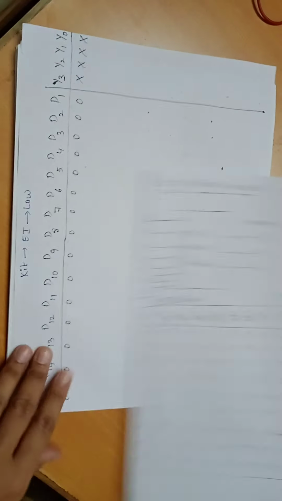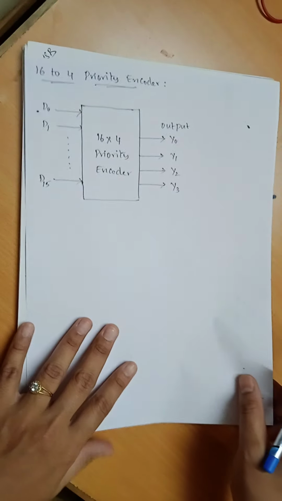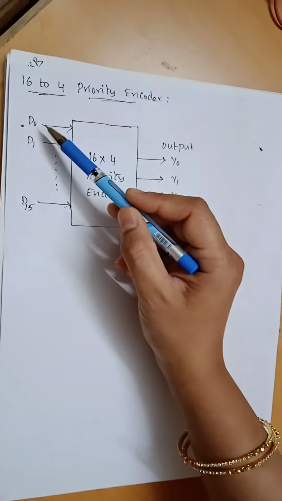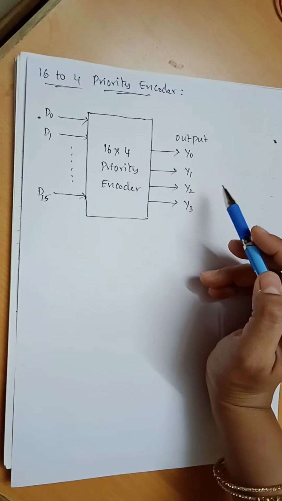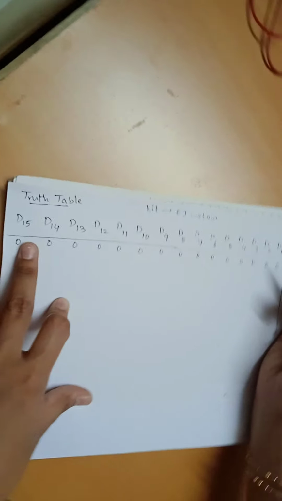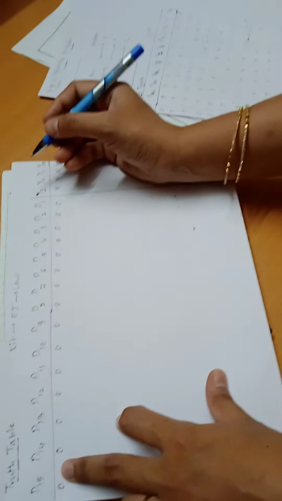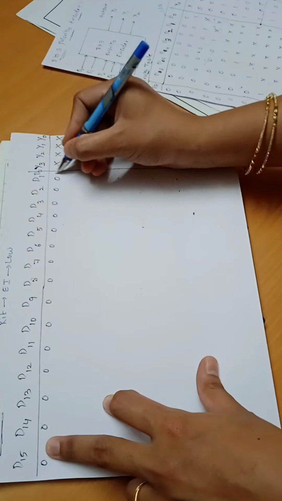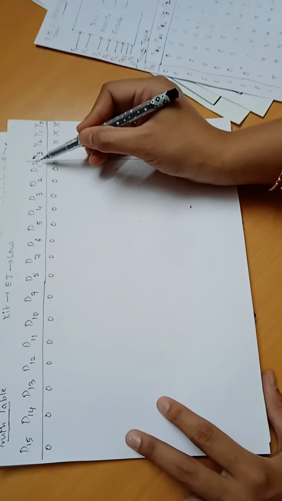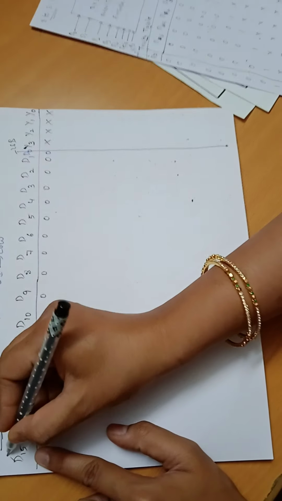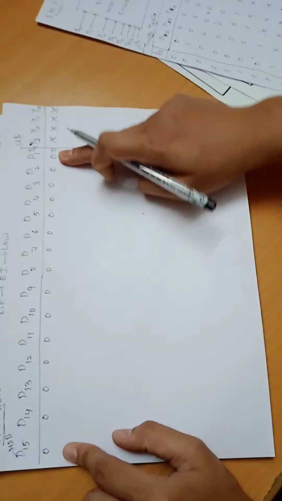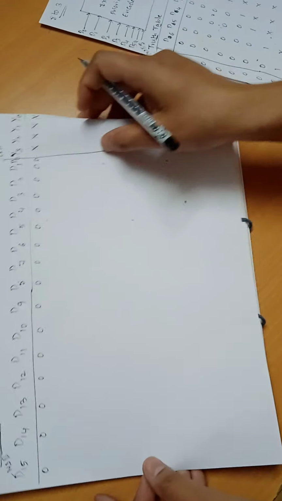Okay, next coming to the 16 to 4 priority encoder, number of inputs is 16, D0 to D15, and we have 4 outputs, Y0 to Y3. D0 is the LSB and D15 is the MSB. Initially, if all are zeros, we get the output as don't care condition.